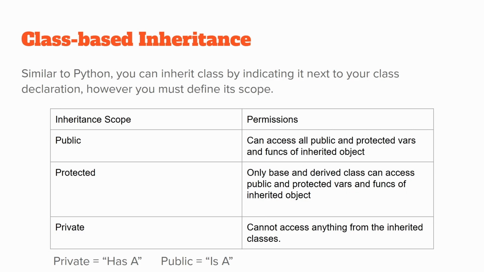And if that confuses you, I'll go a little more in depth on what exactly that means later on. And a private variable means that I cannot access anything from the inherited classes. And one key indicator that we'll go over later is that private equals a has-a relationship, while public equals an is-a relationship between the base and derived class. There's also the protected scope, which makes it so that only the base and derived classes can access public and protected variables and functions of the inherited object. Meaning that whatever you inherit from a base class, only the class deriving it can access it.